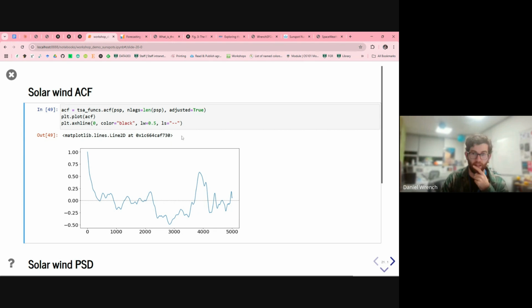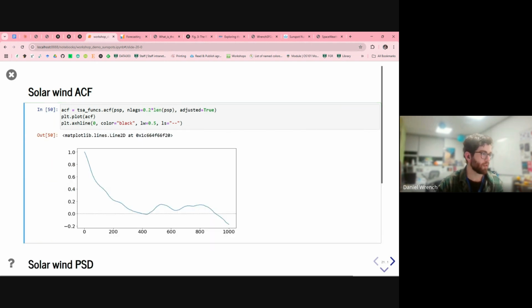I should point out that this is really computing it out too far. If you can imagine, there's a very small sample size at the end. So typically it would probably only go up to something like 0.2, given we want a significant sample size at each lag to be robust in what these values are.